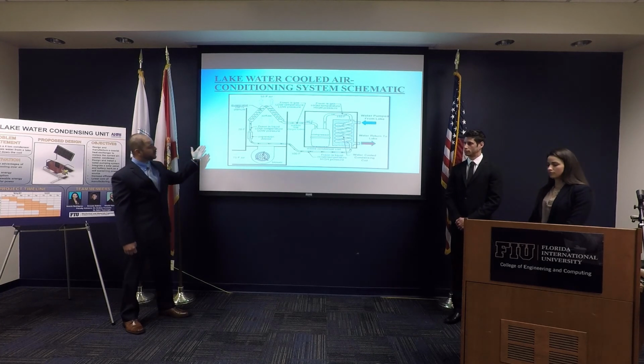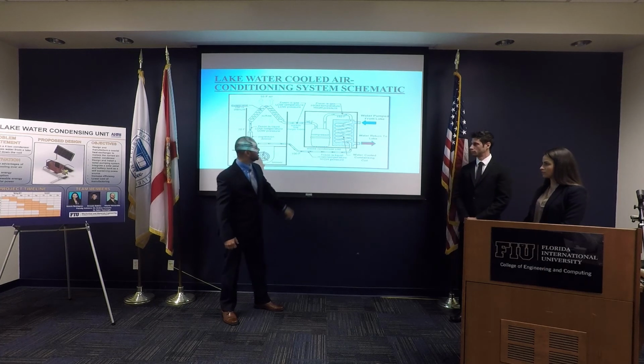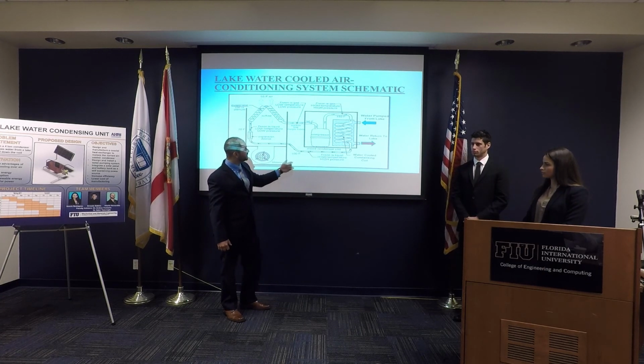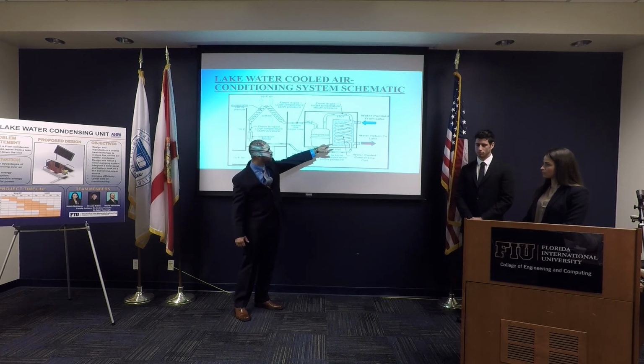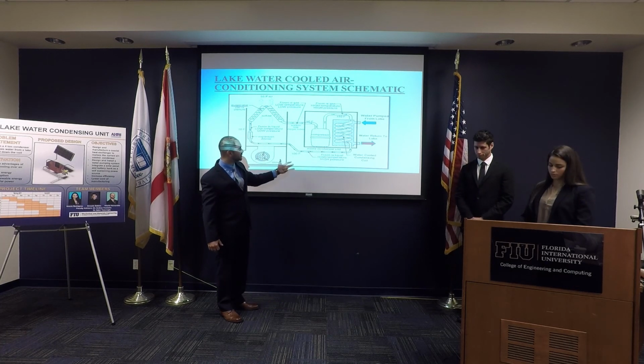This schematic shows the vapor compression cycle with a water-cooled condenser. The refrigerant gas leaves the compressor as a high-temperature, high-pressure gas. It flows through the condenser where it is cooled by the lake water, and exits with a phase change as a high-temperature, high-pressure liquid.